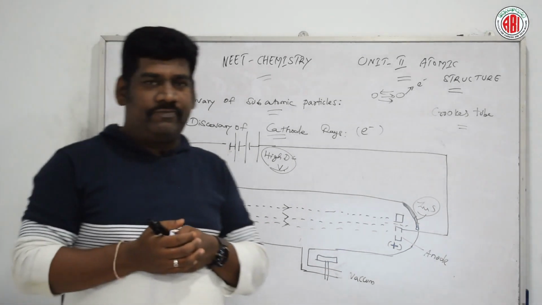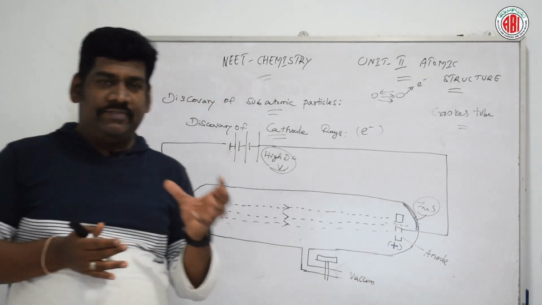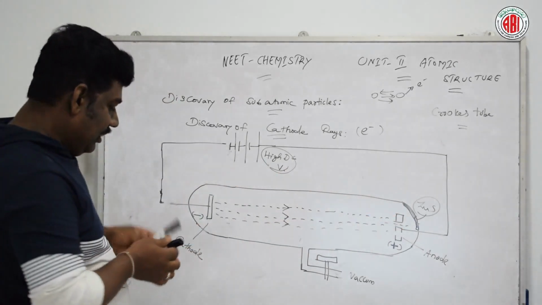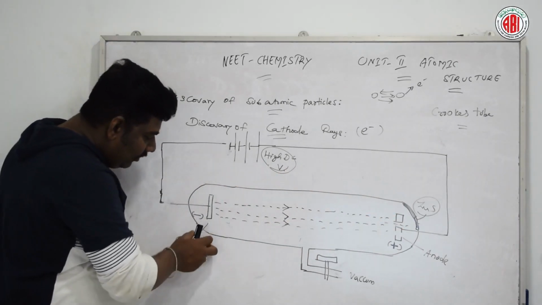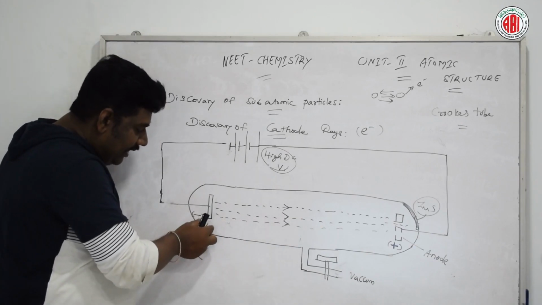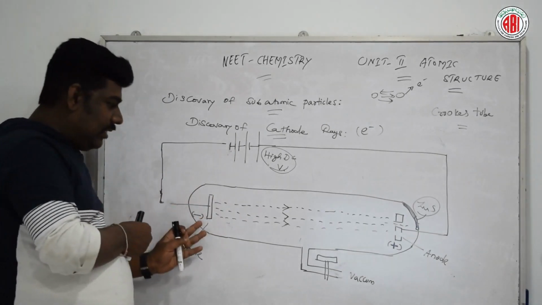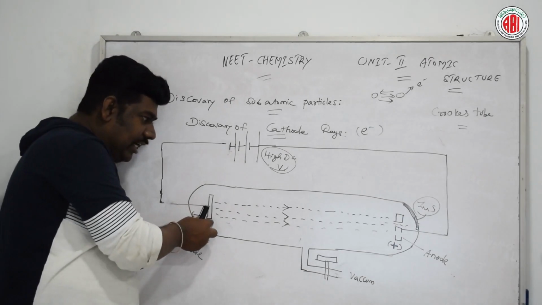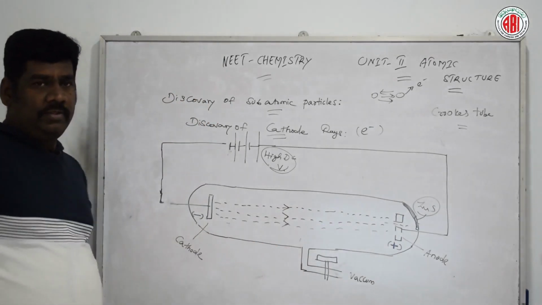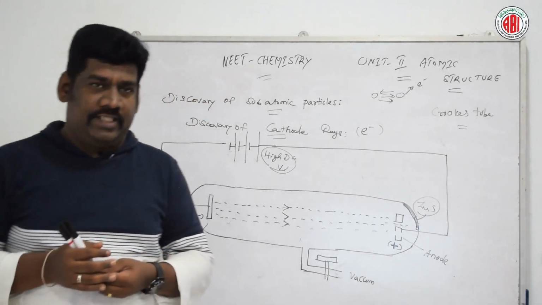Okay. So the first characteristic feature is that the cathode rays move from the cathode to the anode. Cathode is nothing but what? A negatively charged electrode. So the rays are passing from the negatively charged electrode to the positively charged electrode, the anode. Okay. So that is the first characteristic feature of the cathode rays.